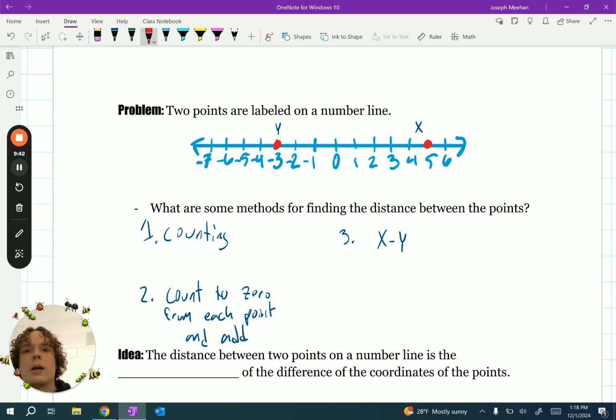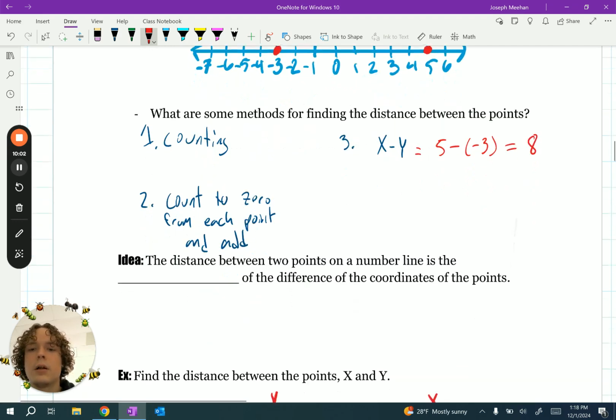So if we really did that, and we labeled that point x and labeled that point y, we would see that this is 5 minus -3. What is 5 minus -3? Well, that's 5 plus 3, so 8. And that's what we got earlier by counting. So we noticed that that works.